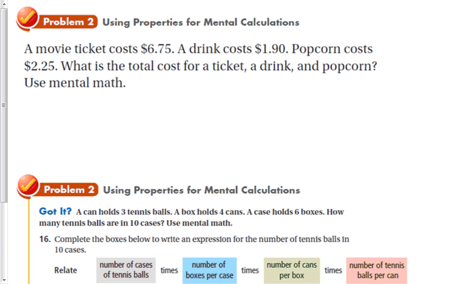All right, you can use these properties to help simplify things. So if you kind of know the properties, it makes you better at number sense. And what we need to do here, we're going to a movie and we're going to buy 3 things. We're going to buy a movie ticket for $6.75, a drink for $1.90, and popcorn for $2.25. So we really just need to add these up.